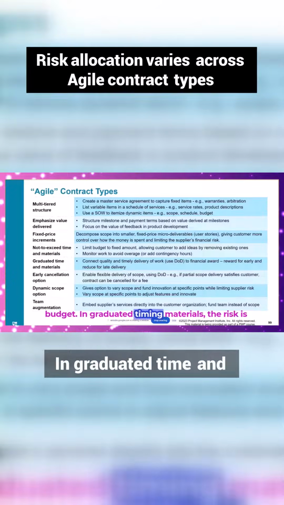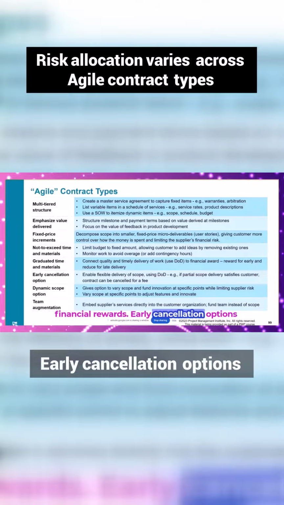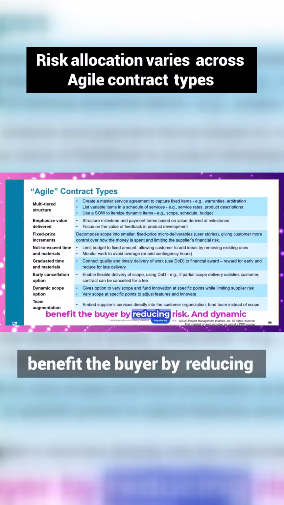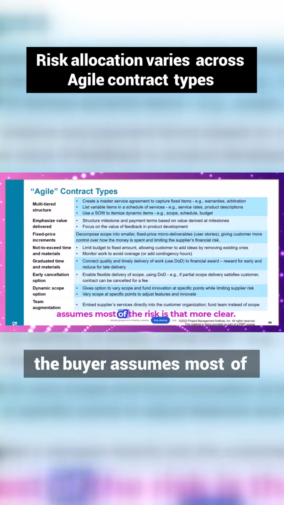In graduated time and materials, the risk is shared between buyer and seller and tied to the financial rewards. Early cancellation options benefit the buyer by reducing risk, and dynamic scope options help the seller to manage their risk. Finally, in team augmentation, the buyer assumes most of the risk.